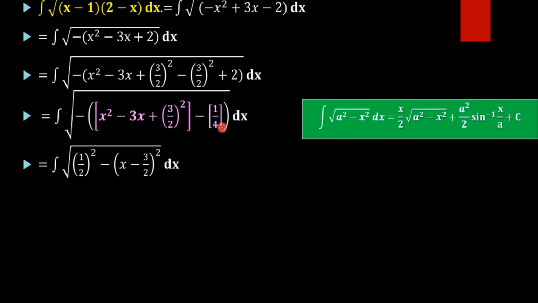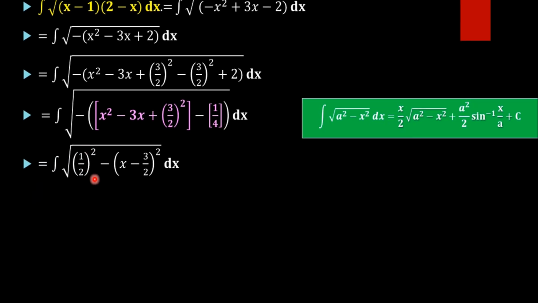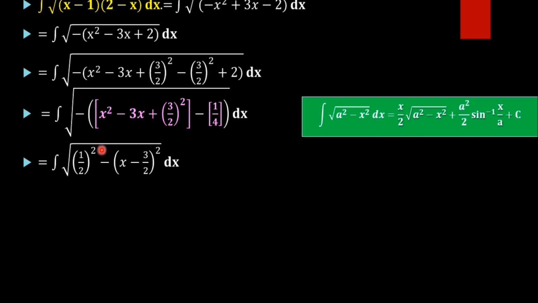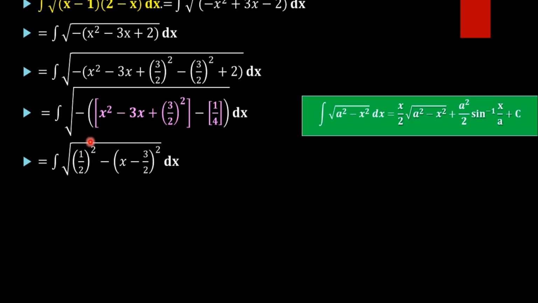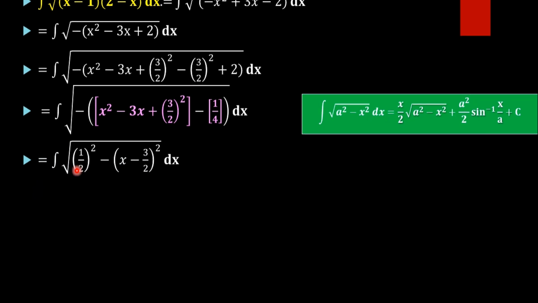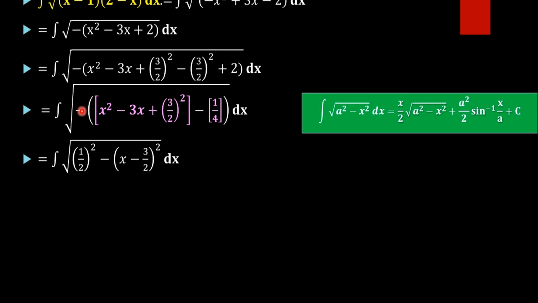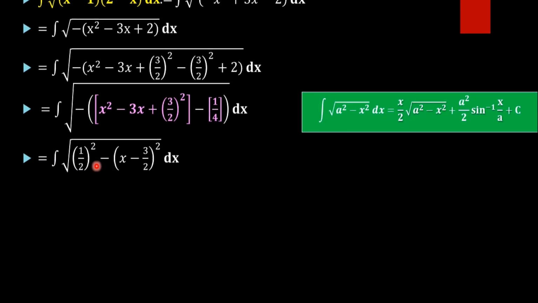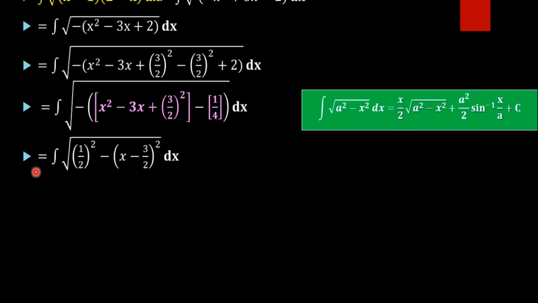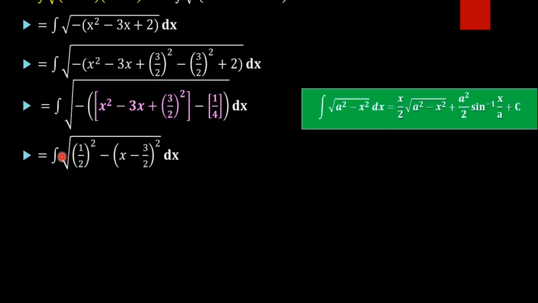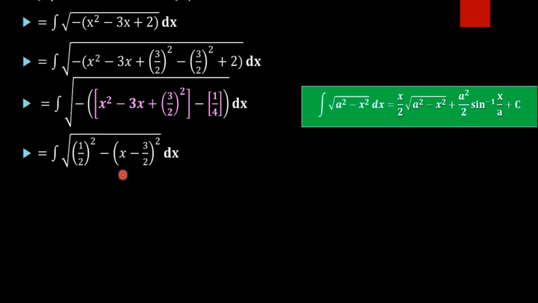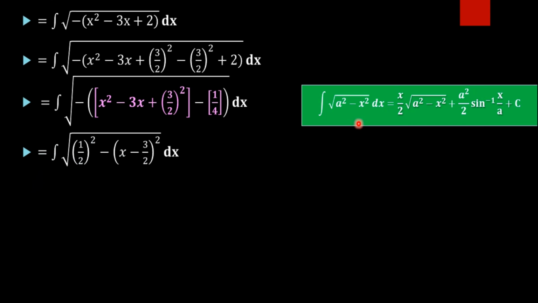Now here 1 by 4 is rewritten as (1 by 2) whole square. On taking negative inside, negative of minus 1 by 4 becomes positive, that is positive (1 by 2) whole square. Now this term becomes negative, that is (1 by 2) whole square minus (x minus 3 by 2) whole square. Now our function becomes the integral of square root of (1 by 2) whole square minus (x minus 3 by 2) whole square dx, which is of the form a square minus x square.